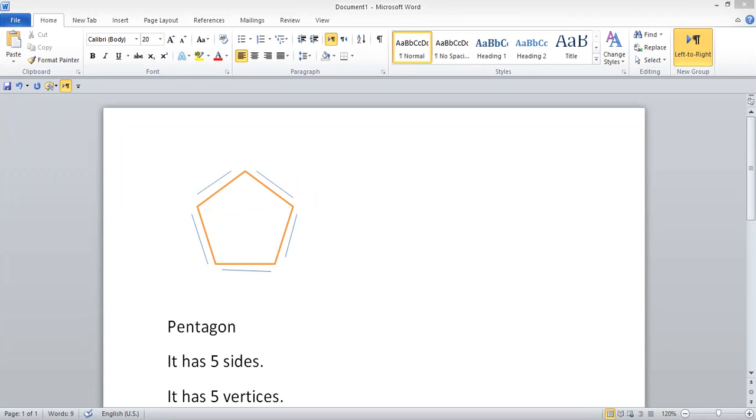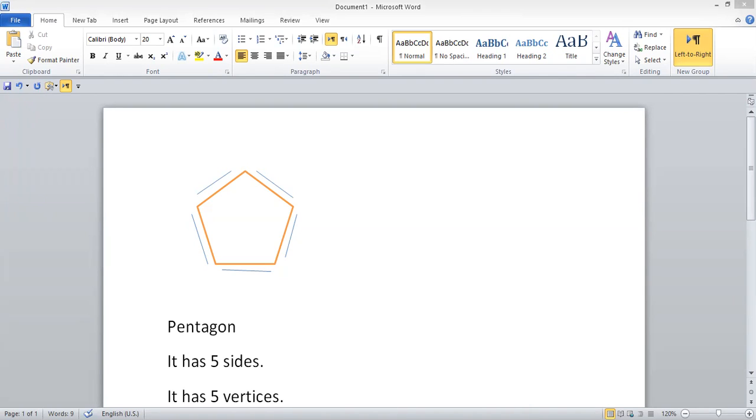Okay, and how many sides are there in square? How many sides are there in square, guys? 4. 4. Very good, very good, very good. Very good, guys, very good.